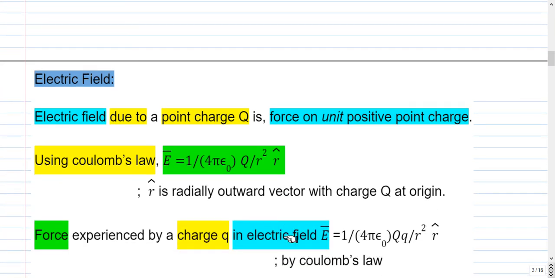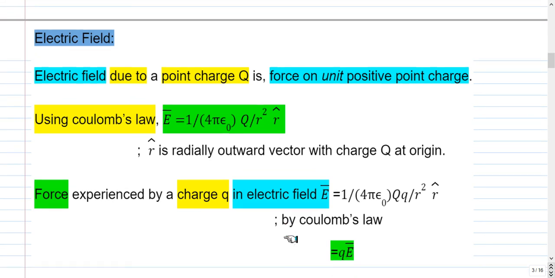Force experienced by a charge small q placed in this electric field produced by the charge capital Q is 1 by 4 pi epsilon naught Q into q divided by R square. This is by Coulomb's law, and the electric field produced by capital Q is 1 by 4 pi epsilon naught capital Q by R square. So this can be written as q into E. So the force experienced by a charge small q placed in an external electric field E is given as q into E.